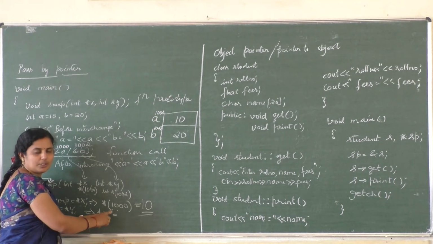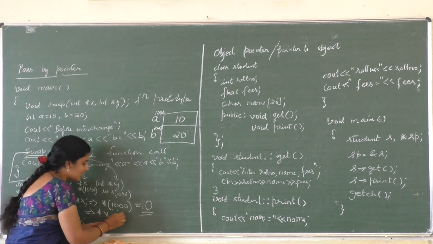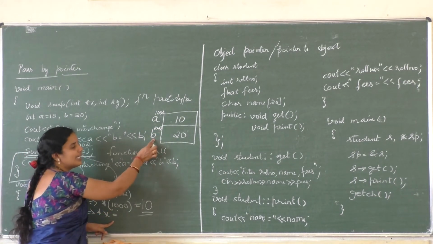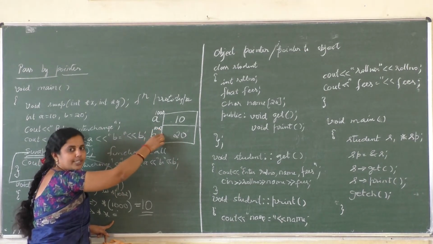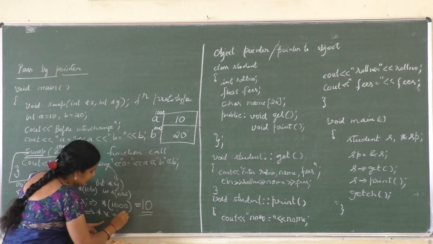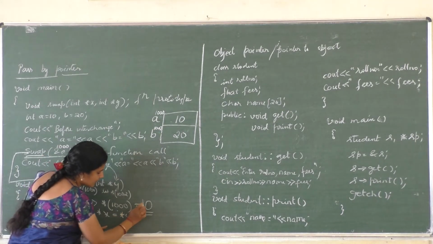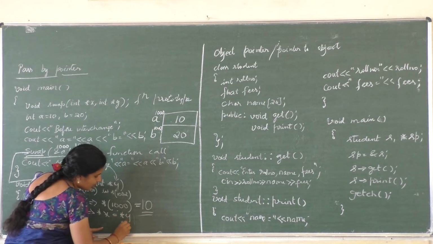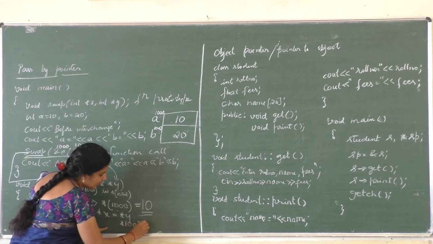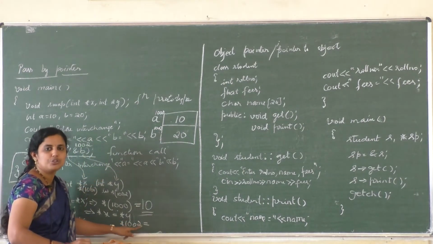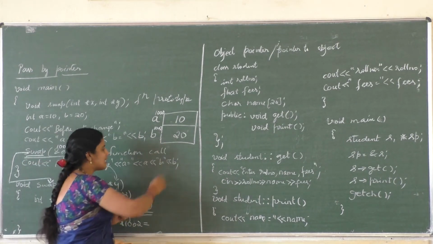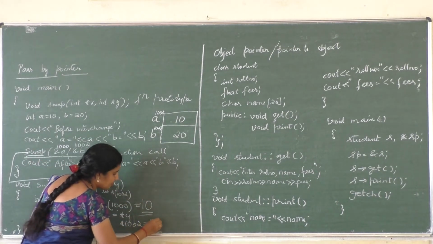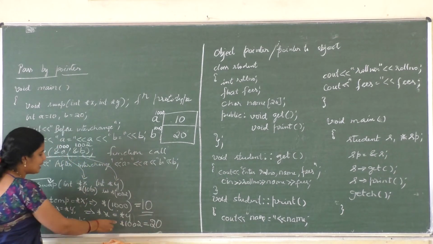Star X is equal to star Y. What is star Y? Star Y is star of 1002. What is star of 1002? The value stored in 1002. What is the value stored in 1002? That is 20. Okay. Is it clear? What is star X then?